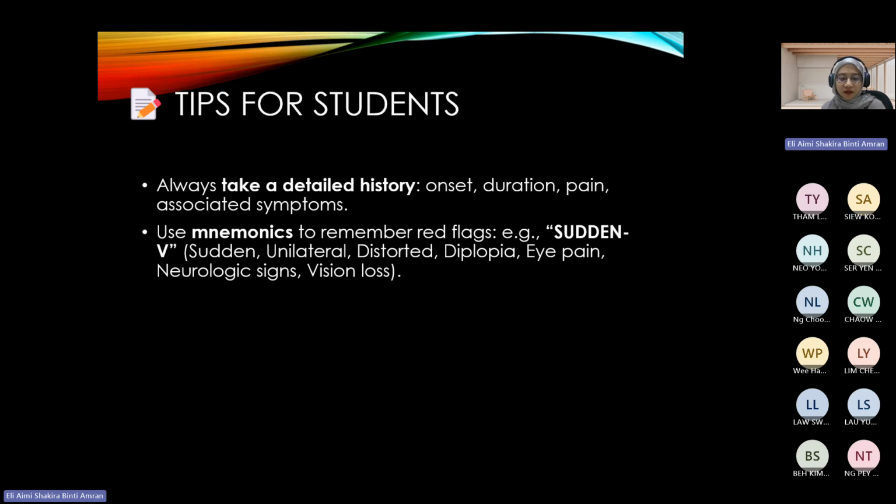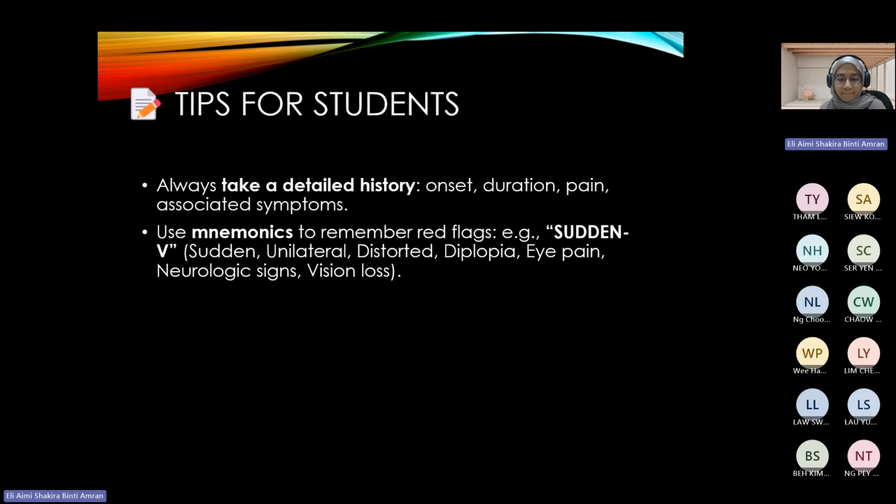Or you can use mnemonics to remember the red flags. These are other tips for detailed history taking: whether it's sudden, whether it's unilateral, whether it's distorted, diplopia, eye pain, neurologic signs, and vision loss. These are the most important mnemonics for you to remember on urgent ocular care or pathological symptoms in patients who have an acute eye disorder.